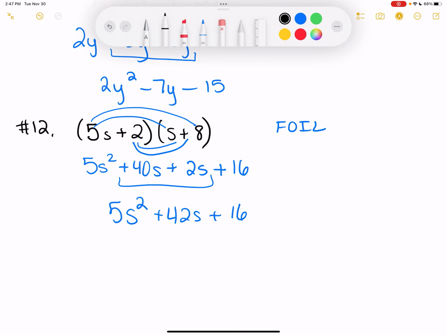All right, I'm going to let y'all have a couple minutes and try this next one by yourself. Number 14: 8n minus 5 times 3n minus 6.